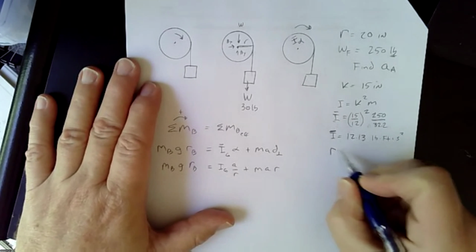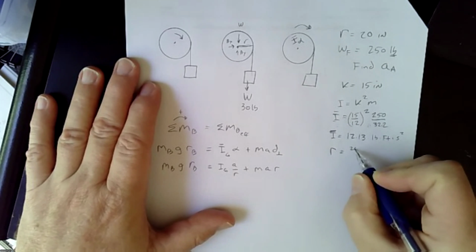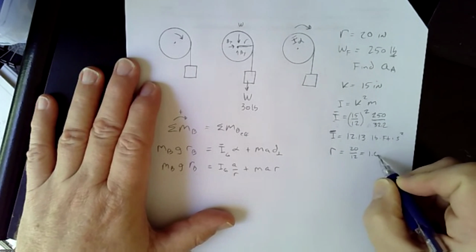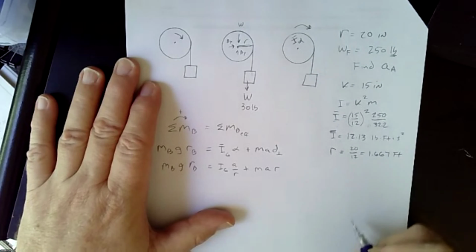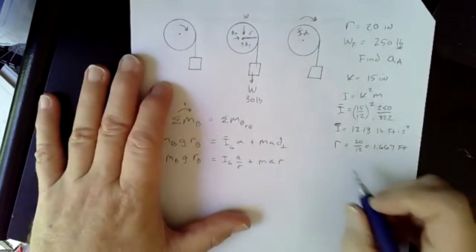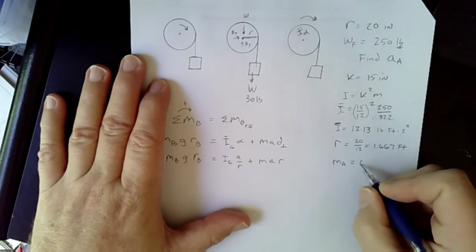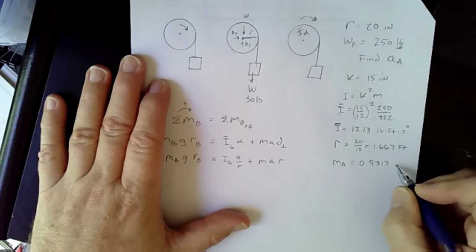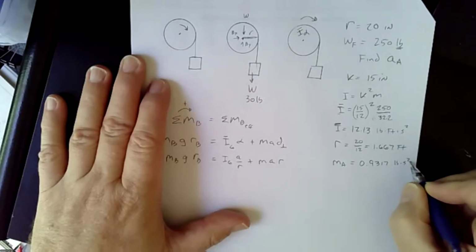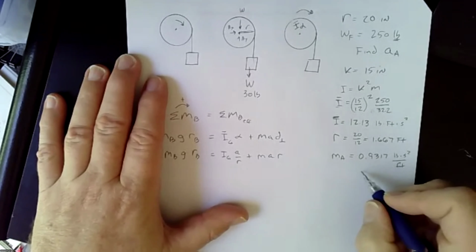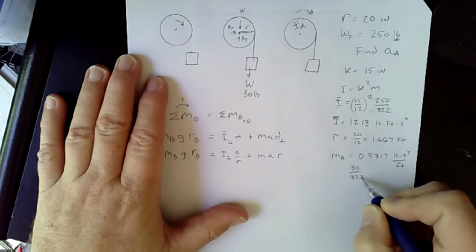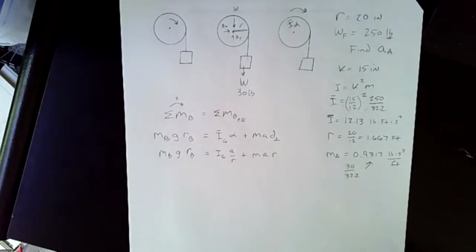Okay. So there's I. And then, of course, R, we have to convert that to feet. So that's 20 over 12, which gives us 1.667 feet. And our mass of A is equal to 0.9317 pound second squared per foot. So that's basically 30 over 32.2, right? So that's our mass. English units are a little more cumbersome, but as long as you're consistent, always make things in feet, always divide by gravity to get your mass, then you're okay.